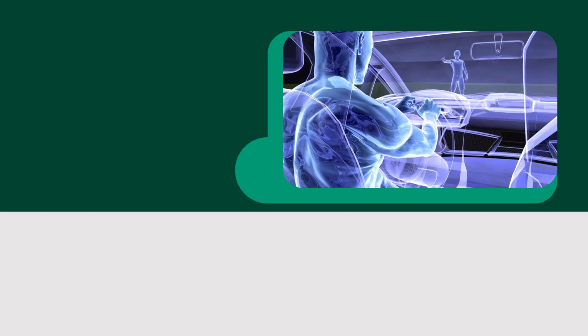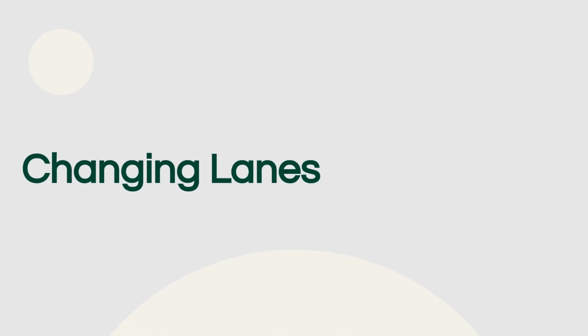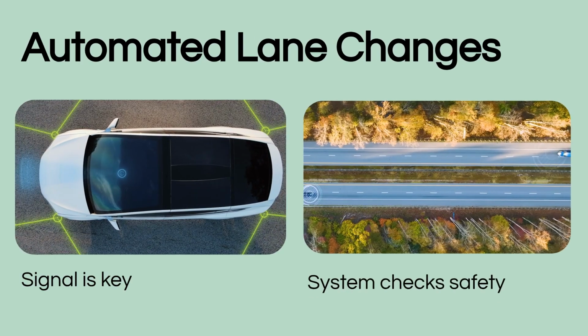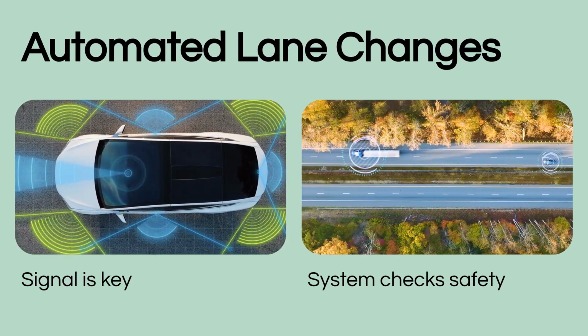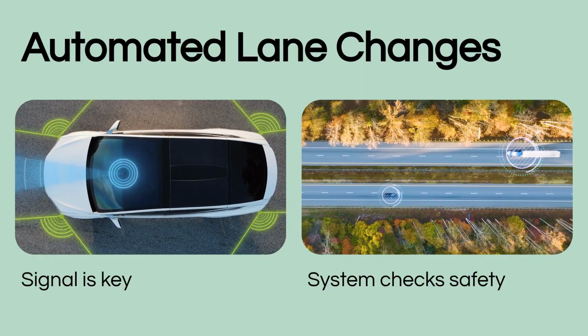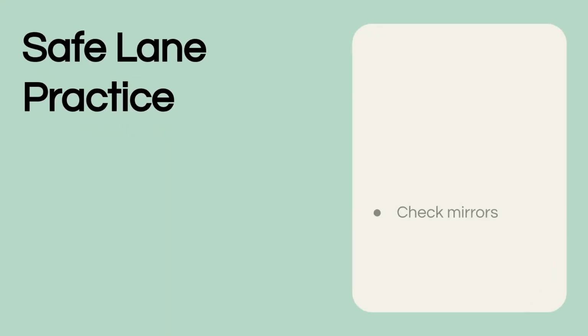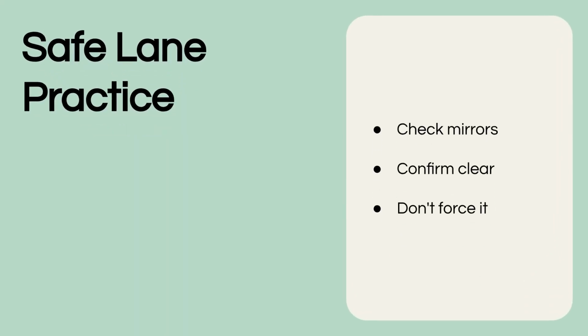and decisively. Autopilot assists with lane changes. Here is how to use this feature correctly. To activate an automated lane change, simply engage your turn signal. The system will check the surrounding traffic before initiating the maneuver. Even with automation, manually check your mirrors and blind spots. If the system hesitates, do not force the lane change. Disengage and take manual control.